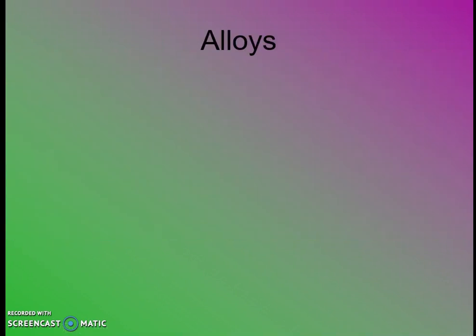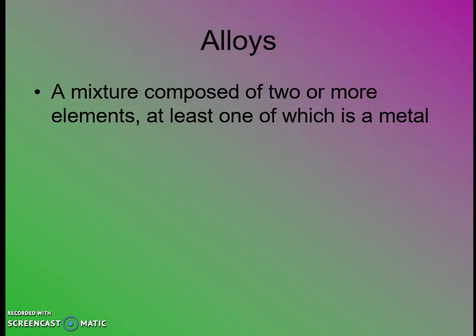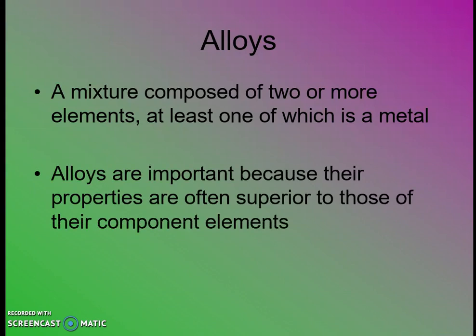Oftentimes we see metals in what we call an alloy. Alloys are a mixture of a metal with other atoms of different elements, oftentimes other metals, but it could also be a metalloid or a nonmetal. We do this because metals on their own possess properties which we would like and use, but by adding in these other elements, it gives them even better properties.